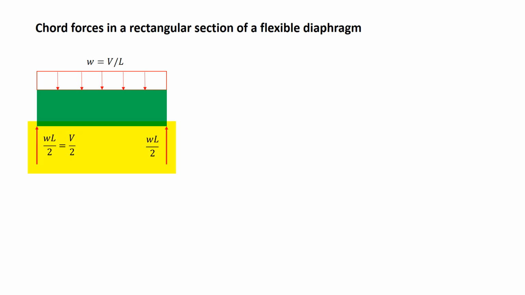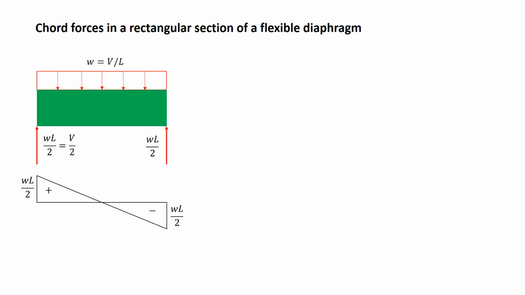The reactions at either end, because it's assumed to be simply supported, are simply half of the load, which can be written as WL over 2, or the total load V over 2. From this, we can compute shear diagrams, straightforward, well known for a simply supported beam, and we can calculate a moment diagram. Again, this is straightforward and well known for a simply supported beam. The peak moment is WL squared over 8.